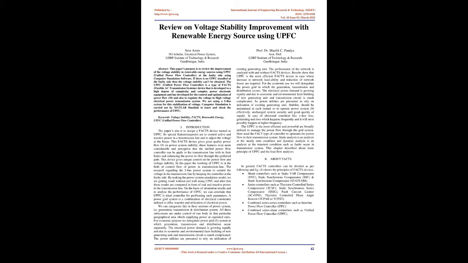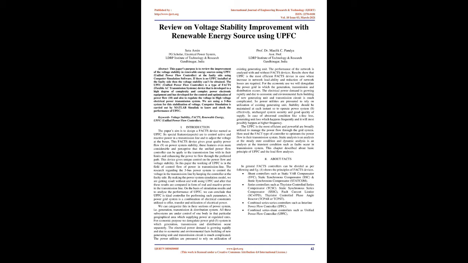The electrical power demand is growing rapidly, and due to economic and environmental facts, building new generating units and transmission circuits is much complicated. The power utilities are pressured to rely on utilization of existing generating units. The performance of the network is analyzed with and without FACTS devices. Results show that UPFC is the most efficient FACTS device in cases where an increase in network loadability and reduction of network losses are required.